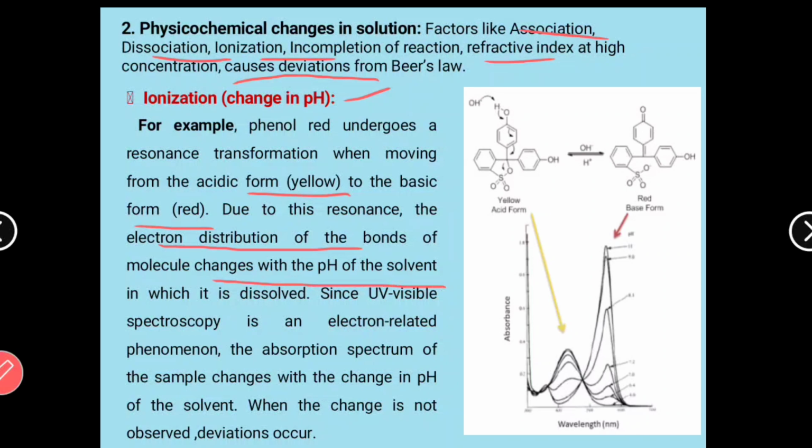Since UV spectroscopy is an electron-related phenomenon, the absorption spectrum of the sample changes with the change in pH of the solvent. When this absorbance change is not noticed, then we can observe deviations from Beer's law. You can see here the transformation of phenol red from yellow to red. So here, if we are not observing this transformation, that is the acidic form which is yellow in color and the basic form which is red in color, definitely the deviations from Beer's law occur.